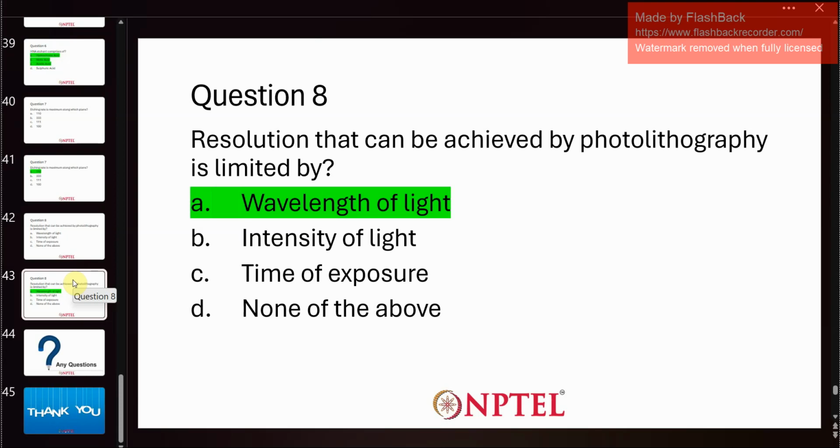In companies like Intel, they are using e-beam lithography. If you have bought new phones, you might have seen 5 nanometer processor or something on phone packages. To achieve that resolution they use e-beam lithography, which has a very short wavelength. So that is an important parameter that affects the resolution in the photolithography process.